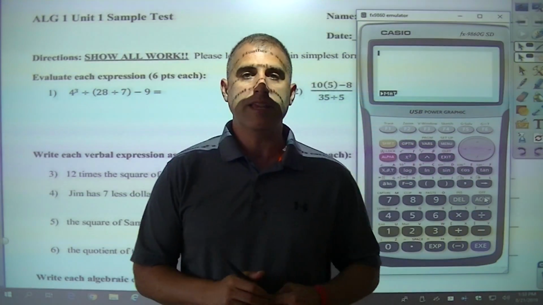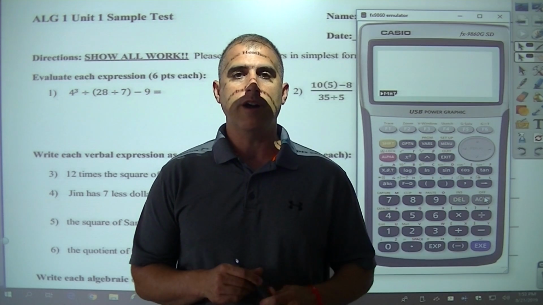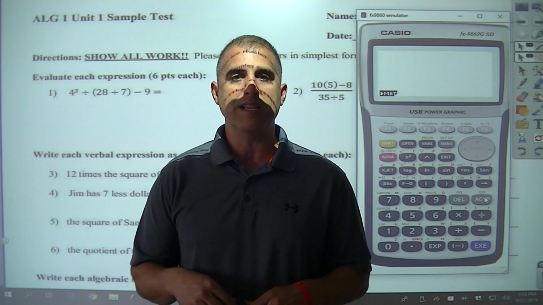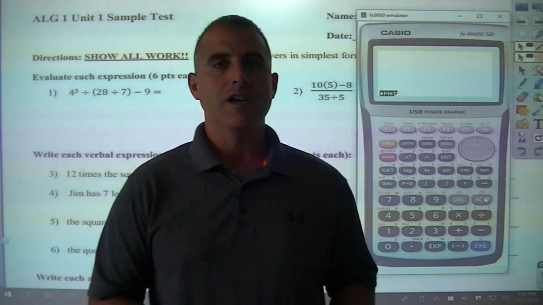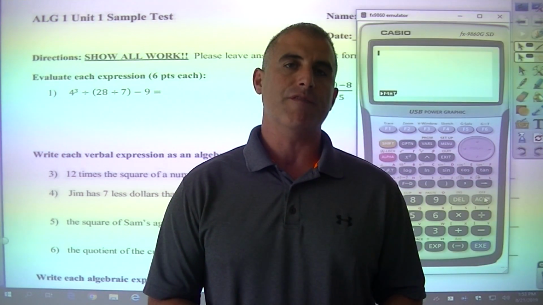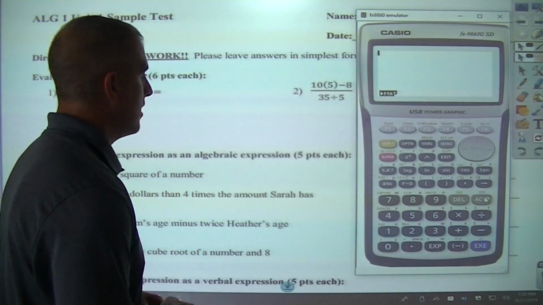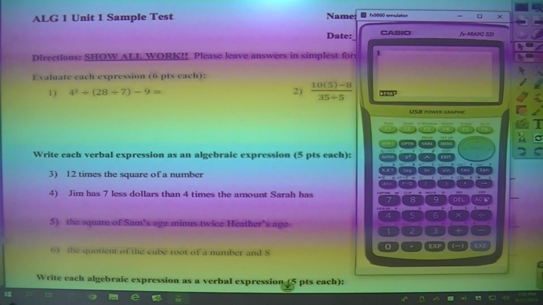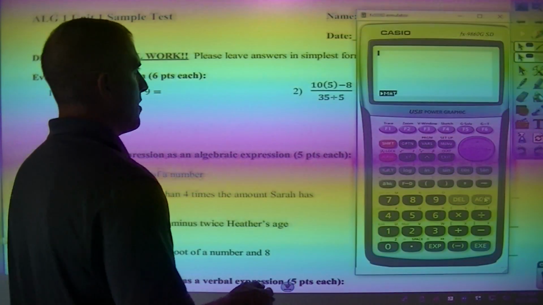Okay, this is going to be the Algebra 1 Unit 1 review for 2019-2020. Some of you guys have more up-to-date Casios. You're going to be able to use different features than I have in my emulator. First simple one, evaluate each expression.